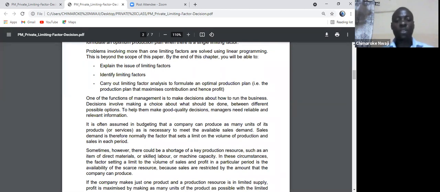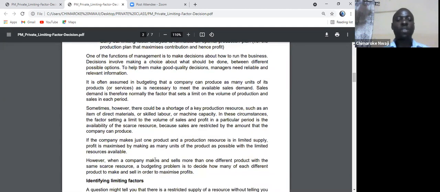Okay, so these are factors of production. Most times land is not scarce, but machine hours, labor, materials, and other factors would be scarce. These scarce resources are our area of focus. In this topic, we are going to be dealing with just one of these resources being scarce at a time. So we'll not be dealing with material being scarce and labor being scarce at the same time. We'll be dealing with just one of them.